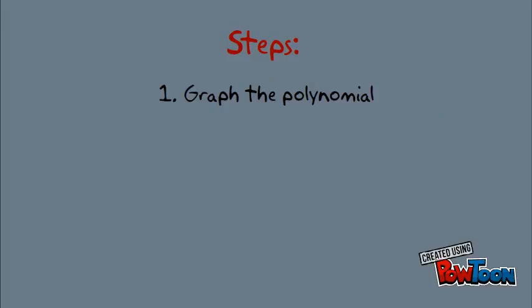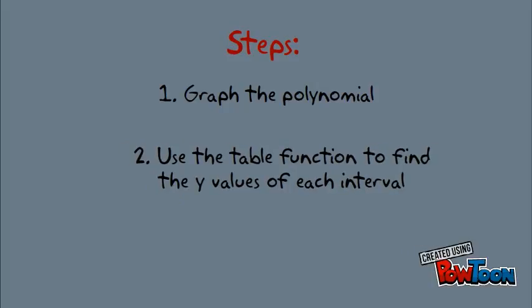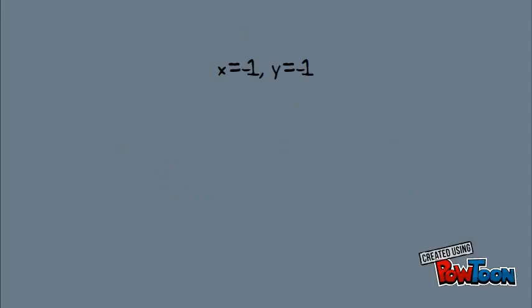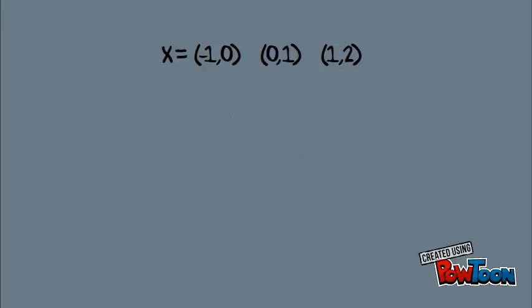First, graph the polynomial using your graphing calculator. Next, use the table function to find the y values of each interval. You should have gotten, for x equals -1, y equals -1. And for x equals 0, y equals 3. For x equals 1, y equals 1. And for x equals 2, y equals -1.